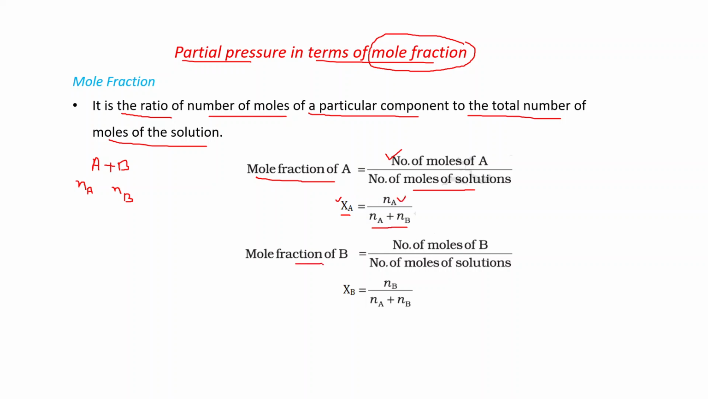In the same way, the mole fraction of B is equal to the number of moles of B divided by the number of moles of solution, that is, XB equals Nb divided by Na plus Nb. I think this concept of mole fraction is clear to all of you. Now again one thing: the sum of the mole fractions, XA plus XB, is always equal to 1. More than two components may also be present in a mixture. Then also we will apply this: the sum of the mole fractions of all the components present in a mixture is always 1.